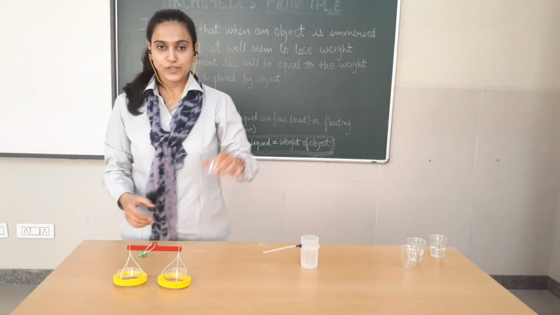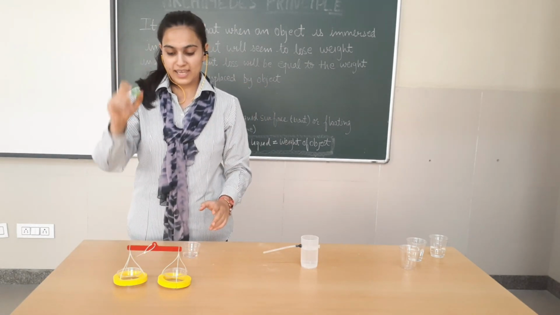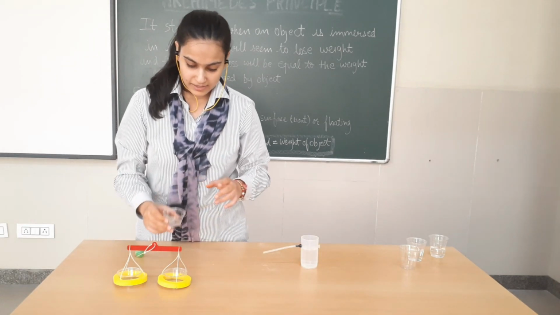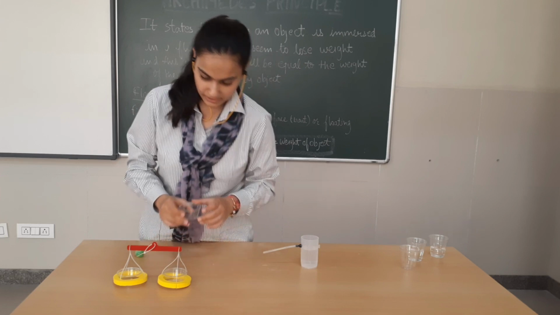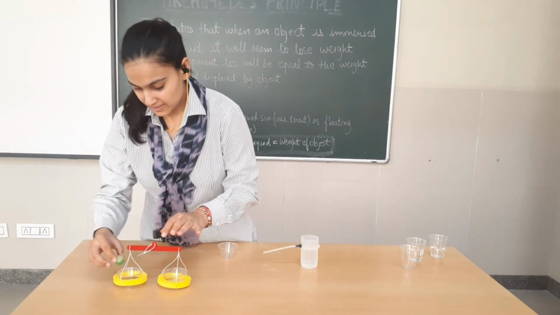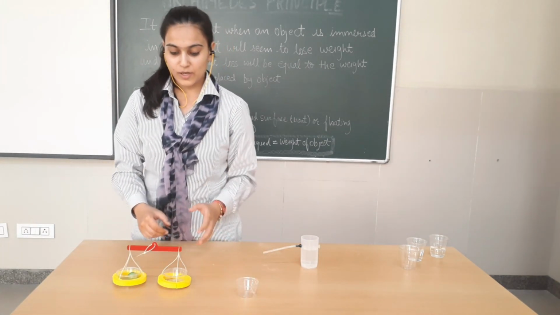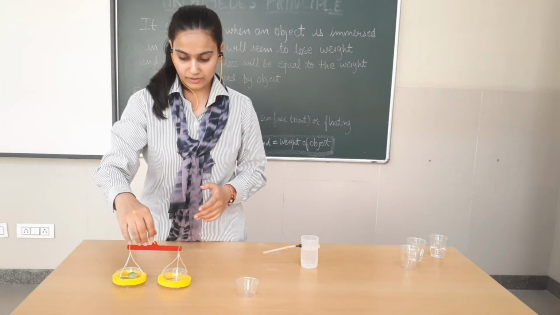Now to measure the weight of the displaced liquid and the weight of the ball, let's take a beam balance. On one side of the beam balance, I will put the water displaced by the ball, and on the other side of the beam balance I will put the ball. Now let's check the weight, whether it comes out to be equal or not.